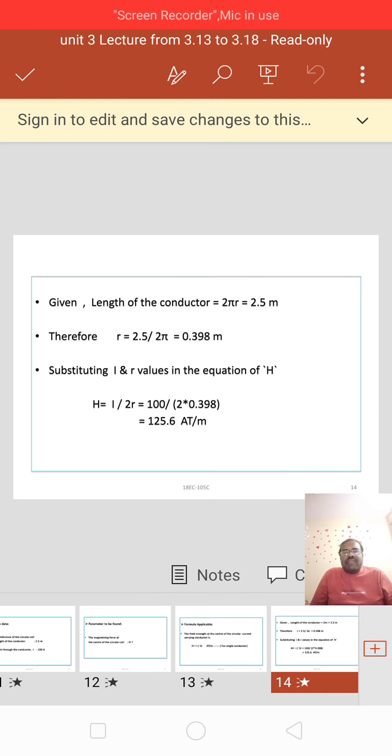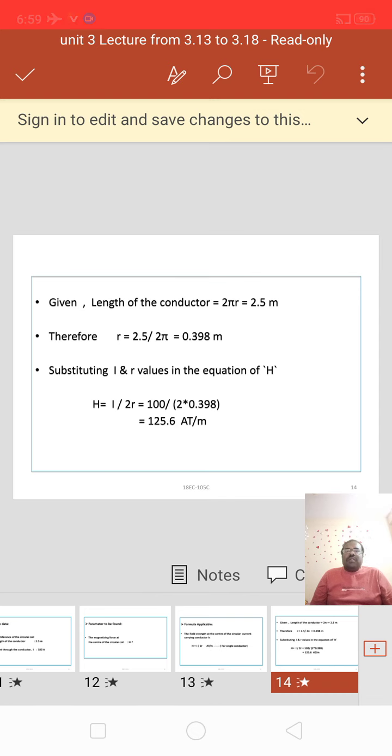Substituting I and r values in the equation of H, we get H equal to I by 2r, that equal to 100 by 2 into 0.398, that equal to 125.6 ampere turns per meter.